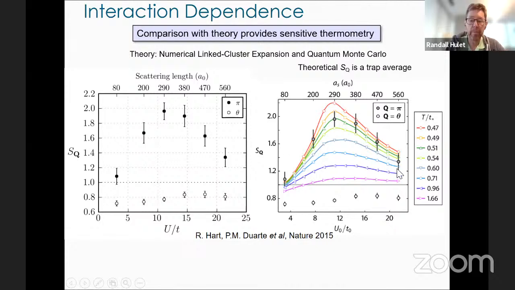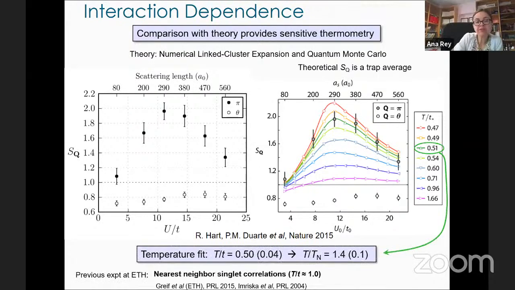Being able to do thermometry was actually, from a technology perspective, very important, because there had been no good ways of measuring temperature in the optical lattice. We didn't really know what it was, other than to turn the lattice on adiabatically, hold it for a little while, then turn it off adiabatically and see what the temperature was. So this really helps us.